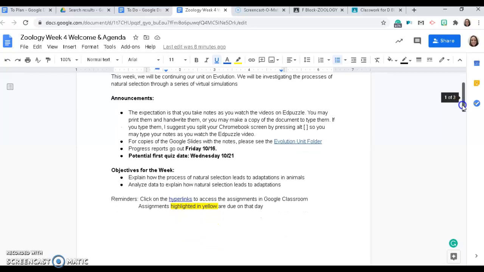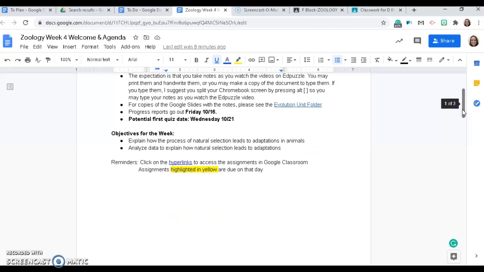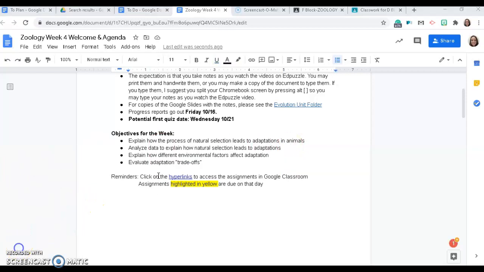This week, the focus is going to be on natural selection. We're going to explain how the process of natural selection leads to adaptations. You're going to be analyzing data to explain how natural selection leads to adaptations. You are going to explain how different environmental factors affect natural selection and adaptation. And then you're going to evaluate trade-offs of adaptations. In other words, you're going to be looking at pros and cons of certain adaptations in different situations.